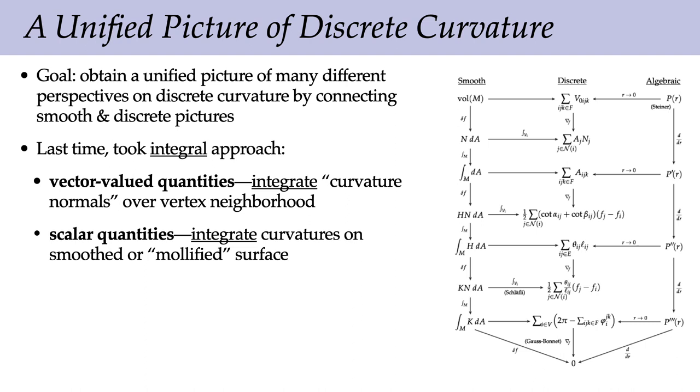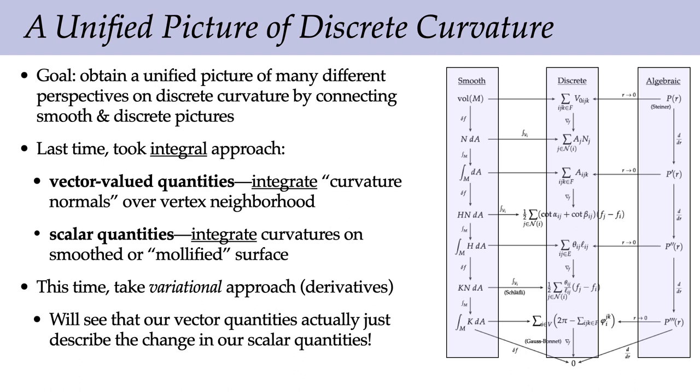This time, we're going to take a variational approach where we get curvatures by taking derivatives of the surface. And in particular, we're going to see that these vector quantities and scalar quantities that we saw last time are actually related in a very natural way, that the change in the scalar curvatures gives us these vector curvature normals.